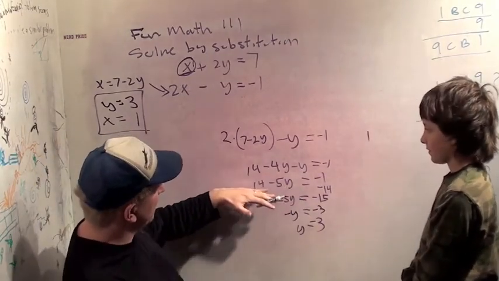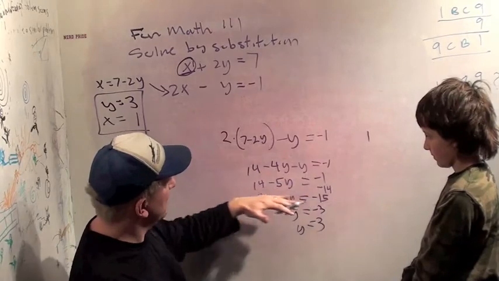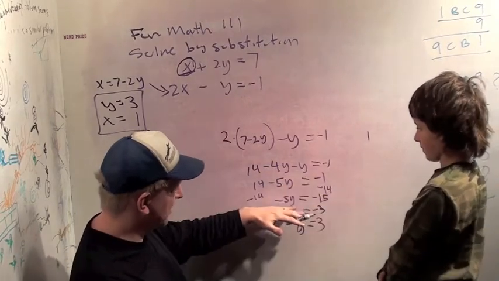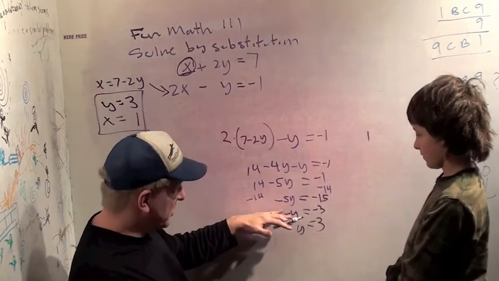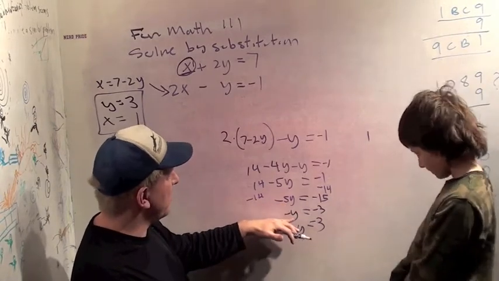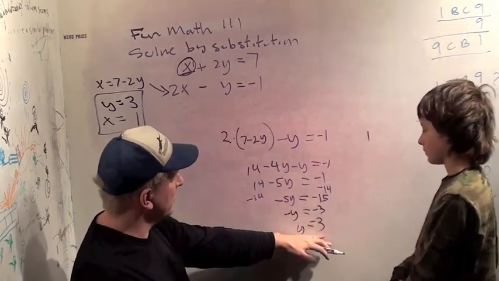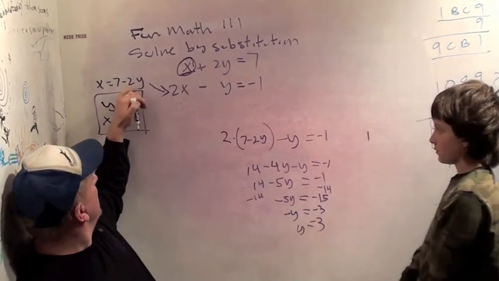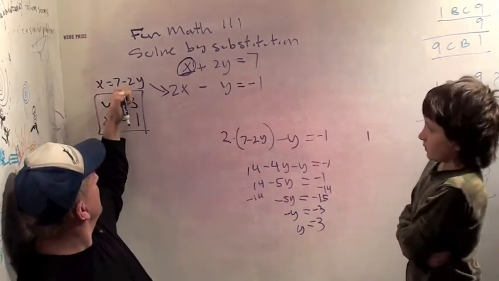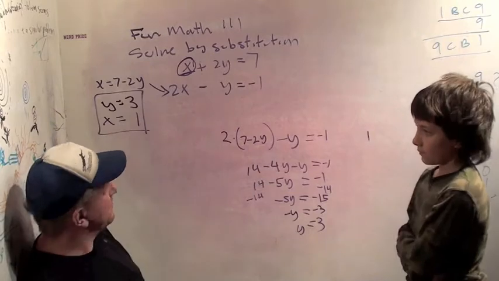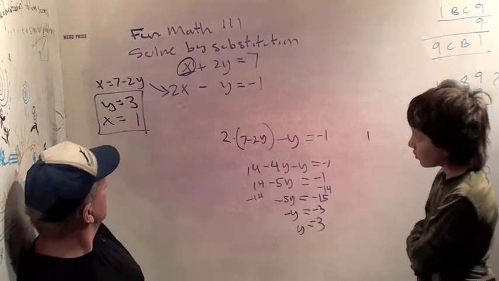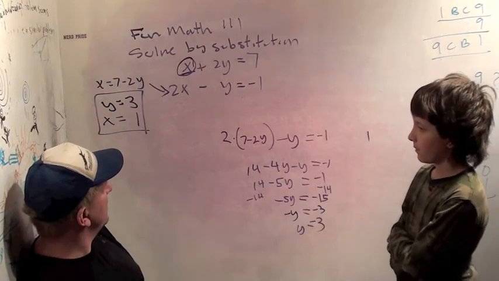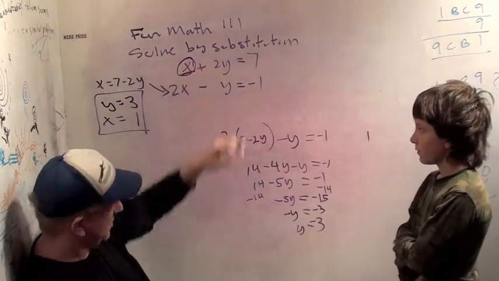Let's go back up here. 14 minus 5y equals minus 1. Subtracting 14 from both sides gives us minus 5y equals minus 15. Divide by 5. You can also divide by minus 5 if you want. Divide by 5, you get minus y equals minus 3, or y equals 3. Substituting back in for x, 7 minus 6 is 1. And 2 minus 3 is negative 1. 1 plus 6 is 7.